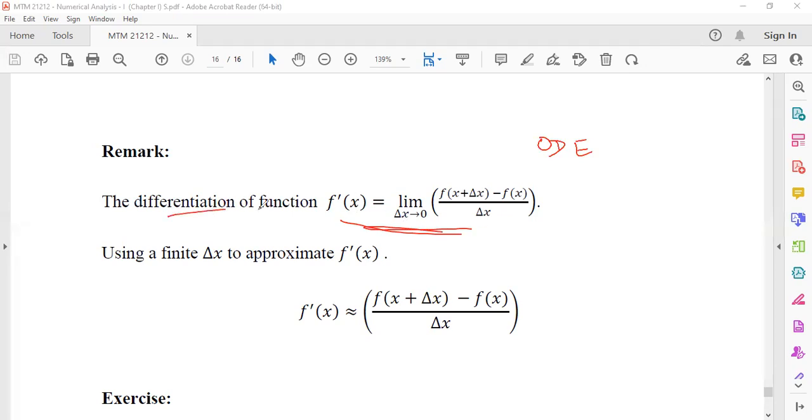The differentiation of function f, f dash, is written as the limit as delta x tends to 0 of f(x plus delta x) minus f(x), divided by delta x. So what does that mean? If you have x, this is a functional value f(x). So if this is the x value, here the value will be f(x).